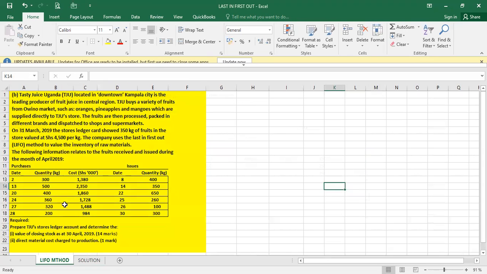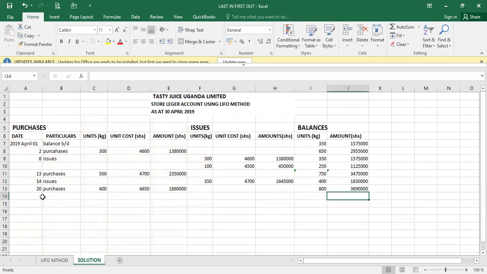Next, they are saying on the 22nd we issued out 650. This 650 you are seeing, we are issuing, this is an issue on the 22nd. We are issuing 650. But remember, here we've purchased 400 units. It means we have to first issue out the 400 units and they get done. When we complete the 400 units, then we shall go back to the most recent.